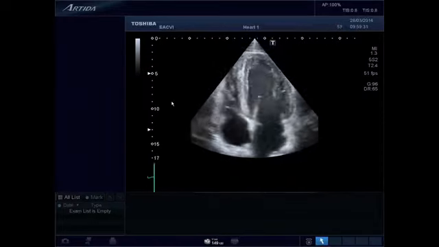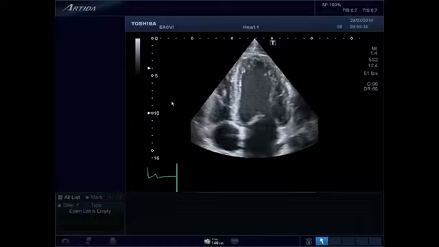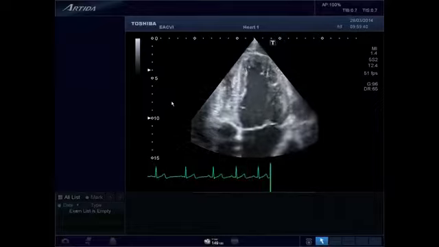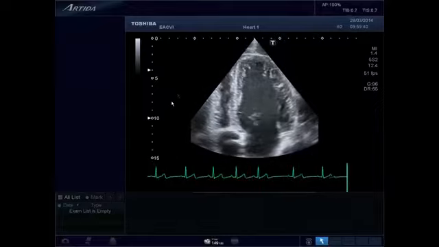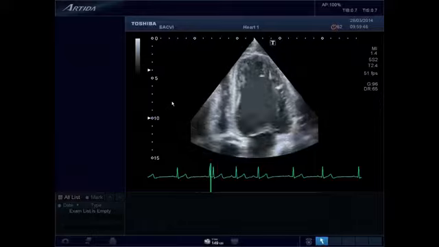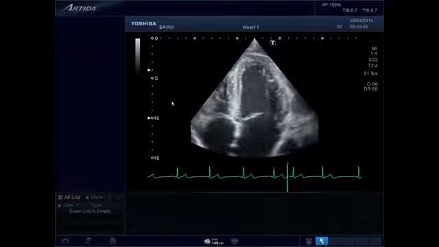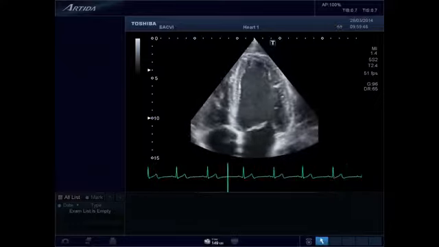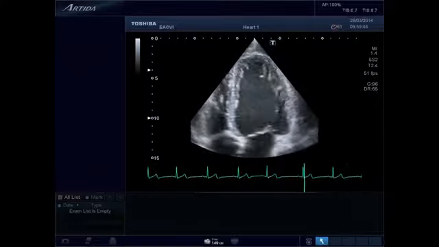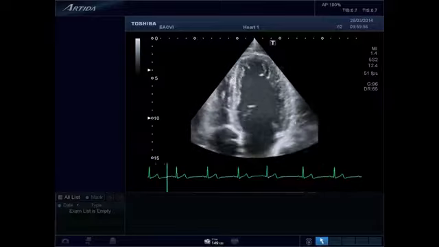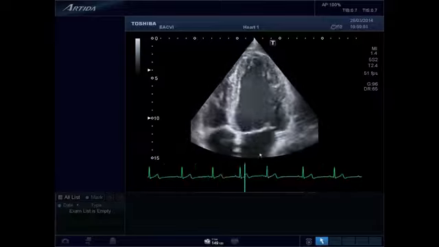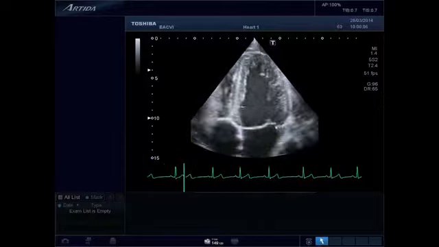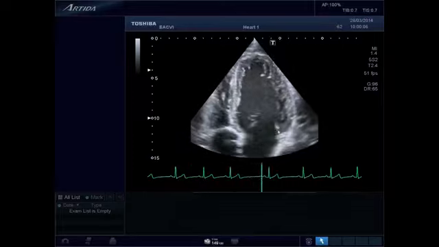Then I will decrease the depth and try to focus on the left ventricle. It's the right view to assess the left ventricular volumes in order to calculate the left ventricular ejection fraction in a biplane mode. So I will appreciate here the inferoseptal wall and the anterolateral wall of the left ventricle. And here I can also appreciate the anterior leaflet of the mitral valve and the posterior leaflet of the mitral valve.